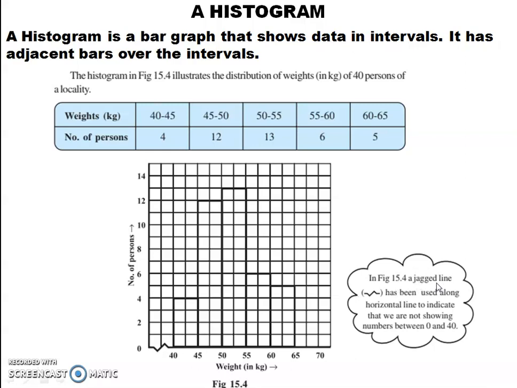Now you can see this jagged line. See, a jagged line has been used along the axis. Here 0 to 40, no readings are there. That is represented by this jagged line.